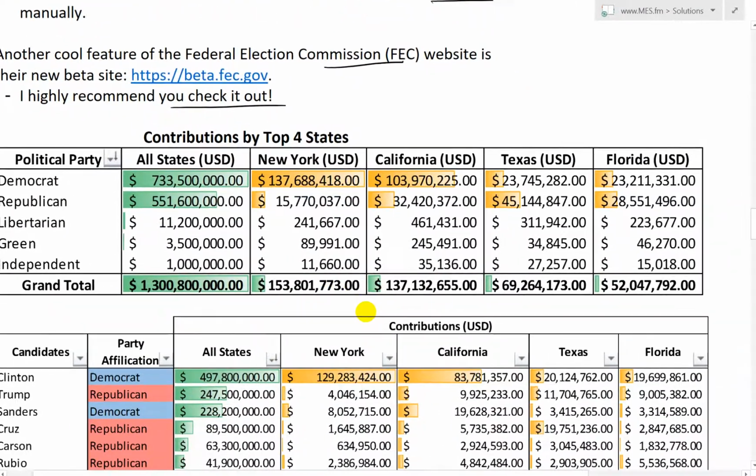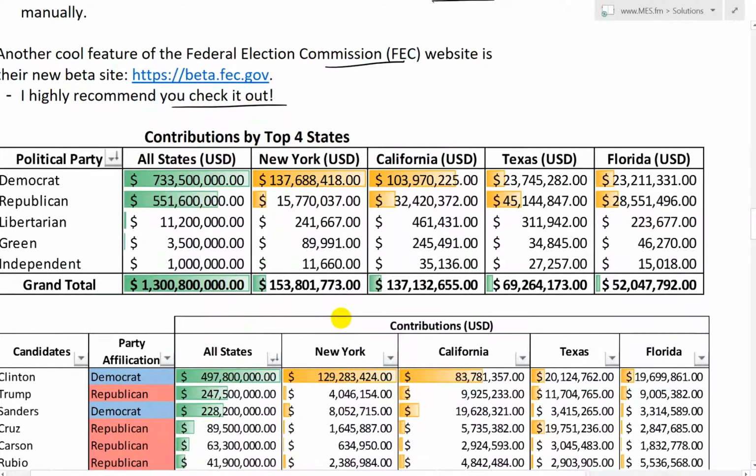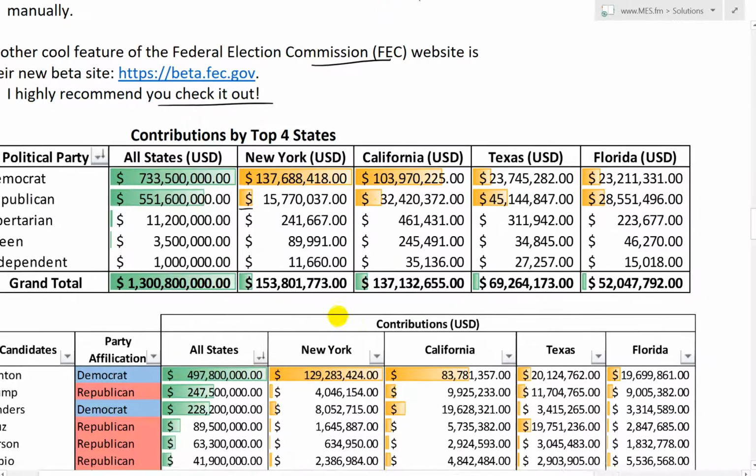So what we have here is contributions by the top 4 states. I went over just the top 4 and put them together. And you'll see Democrat had 700 million, Republican 500 million. Now if you look at Libertarian, 11, Green Party 3, and Independent is $1 million. And now when you look at the top 4 states, in New York right here, it's $137 million raised for Democrat, Republican 15 million, California 103, 32 million.